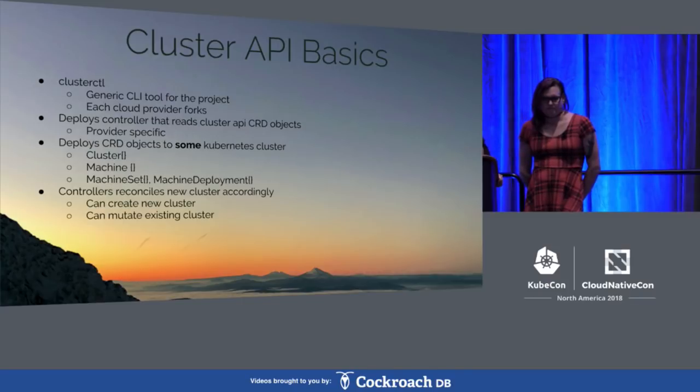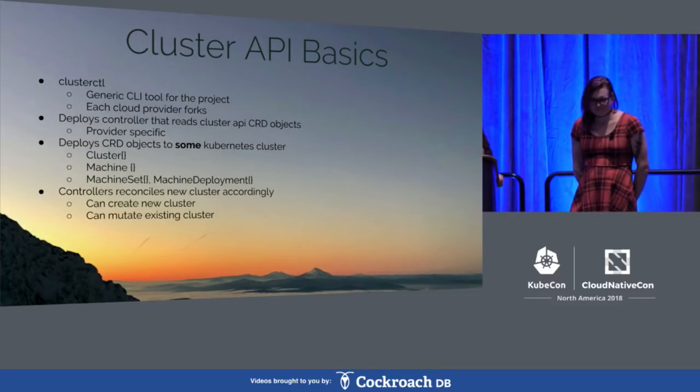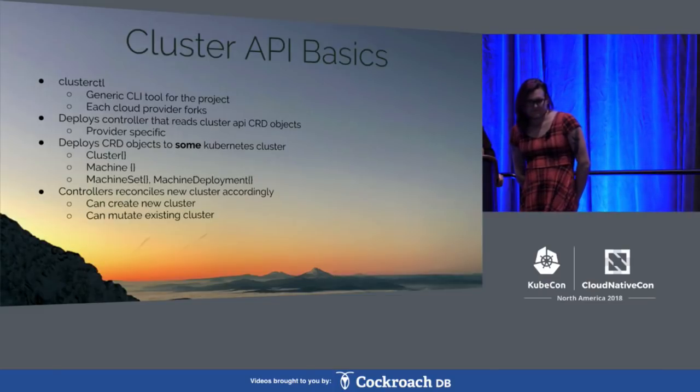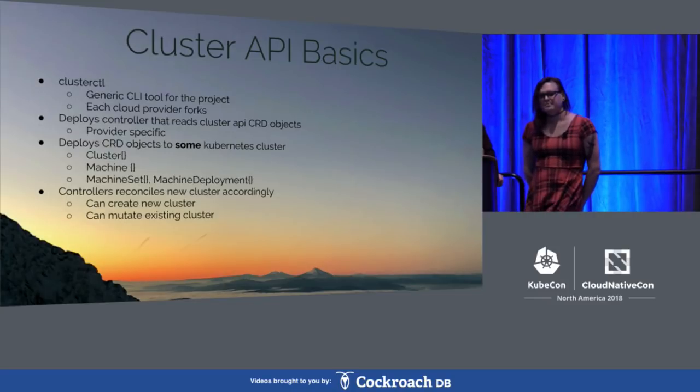Deploying controllers to read CRD objects and deploy CRD objects to, wow, okay. So we have a couple of CRD objects in cluster API representing things like cluster, machine set, and machine deployment. Machine set and machine deployment are kind of analogous to replica sets and deployments. And then, like Kris said earlier about the reconciliation, that's how the declarative action occurs, because of the controller reconciliation loop. And yeah, that's it. Awesome.